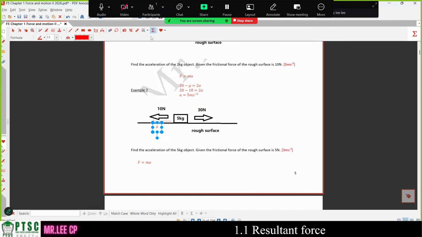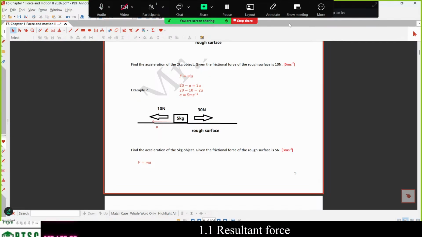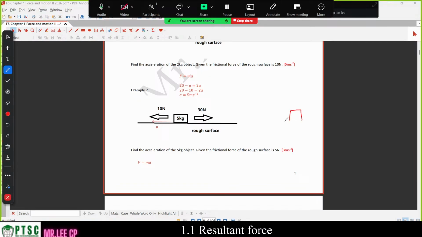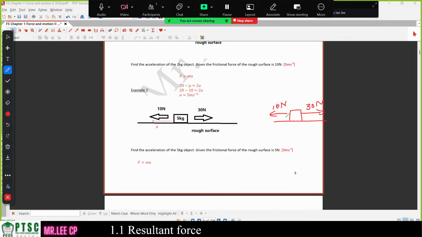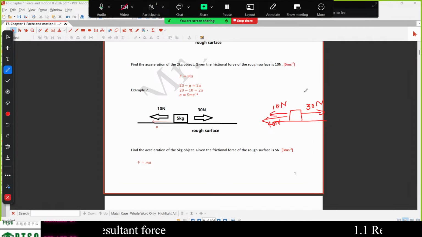Okay, I repeat one more time. Now, let's say I use another one. Same thing, right? Here, I pull with 10. You pull here with 30. Now, another guy comes to pull here with 40. So this object is going to move to the left.